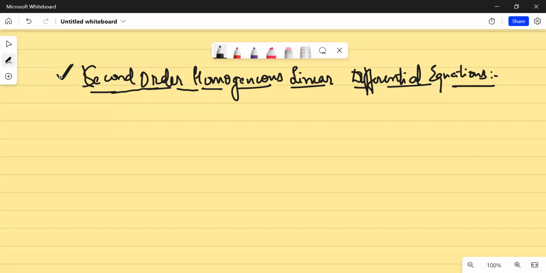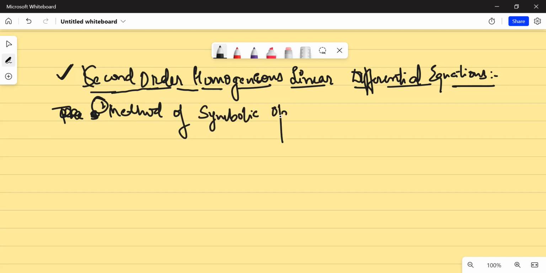Any nth order linear differential equation, if you want to solve, how to solve. So in particular, first we are doing second order homogeneous differential equations and how to solve these differential equations. One of the ways can be the method of symbolic operators. So we want to study what is known as the method of symbolic operators.